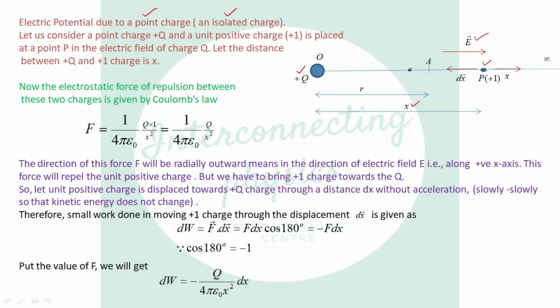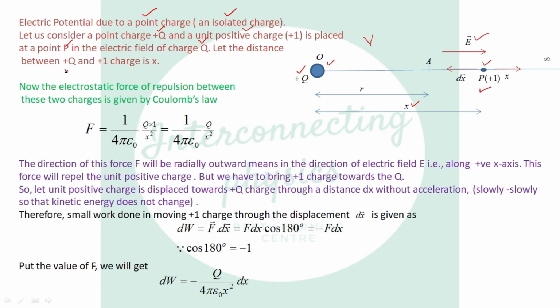But we have to bring this unit positive test charge towards plus Q. So some work is to be done. So let us consider a point charge plus Q and a unit positive charge placed at point P in the electric field of source charge Q.